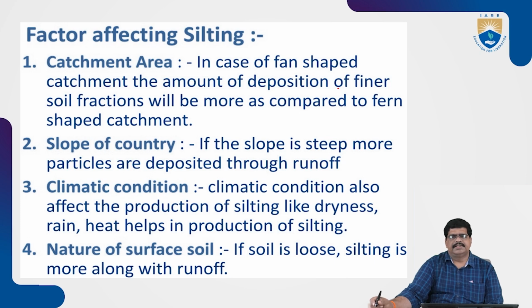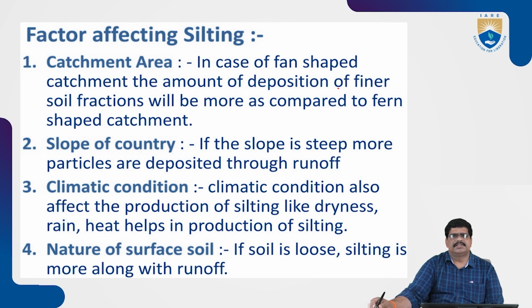Next, climatic conditions. Very, very important climatic condition. The climatic condition also affects the production of silting, like dryness, rain, and heat, which help to produce the silting. So that is some of the effect of climatic conditions, like dryness and hot areas. It is not preferable, and it is not taken into consideration.